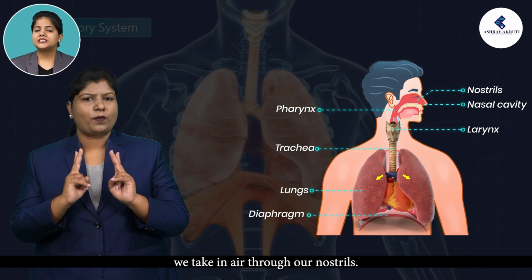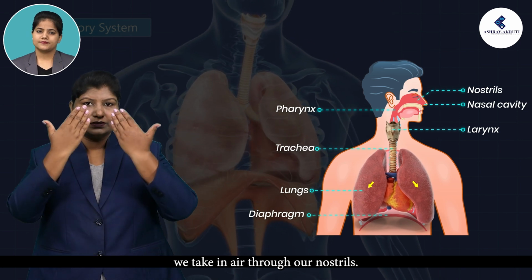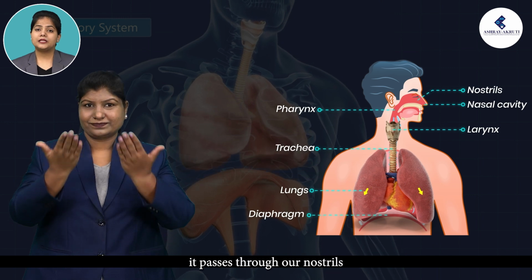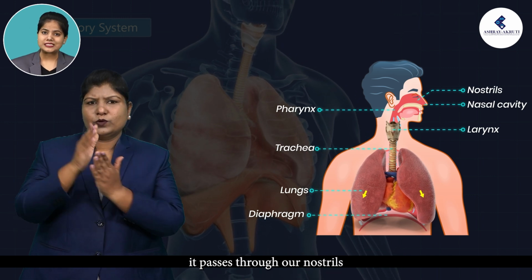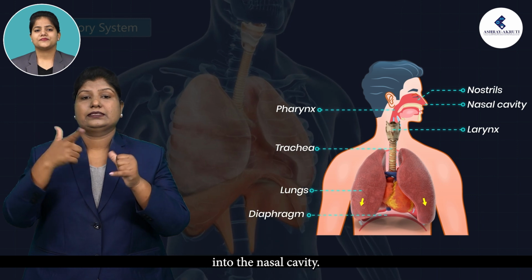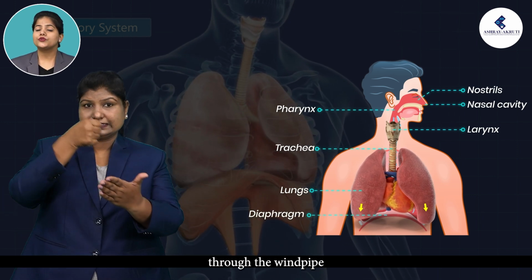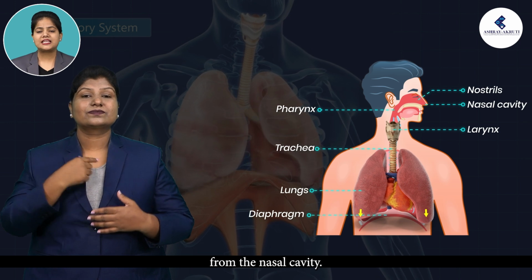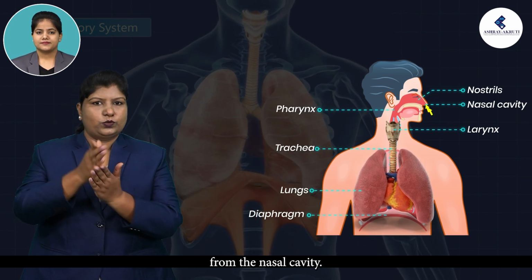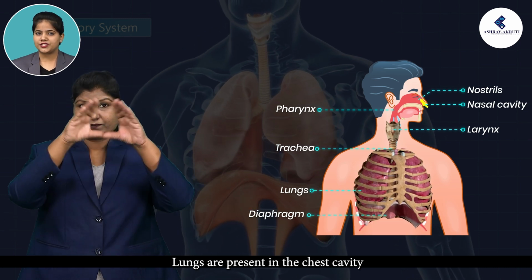Normally, we take in air through our nostrils. When we inhale air, it passes through our nostrils into the nasal cavity. The air reaches our lungs through the windpipe from the nasal cavity. Lungs are present in the chest cavity.